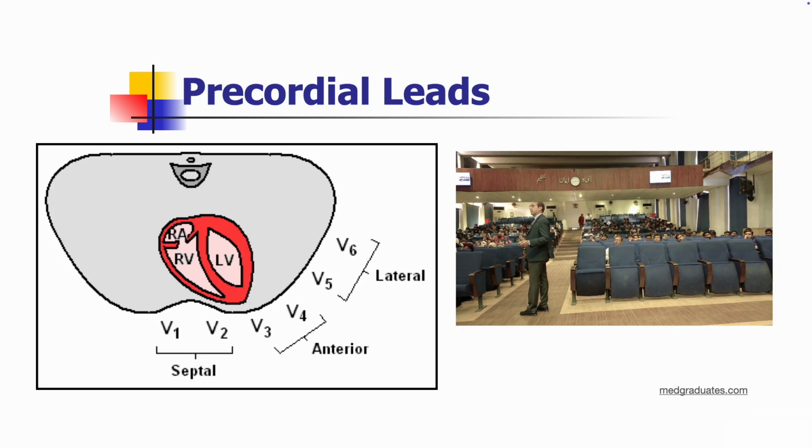Then you've got chest leads. V1 and V2 are septal leads, V3 and V4 anterior, V5 and V6 lateral leads. Just remember these, they will be very useful when we are dealing with ischemic heart disease.